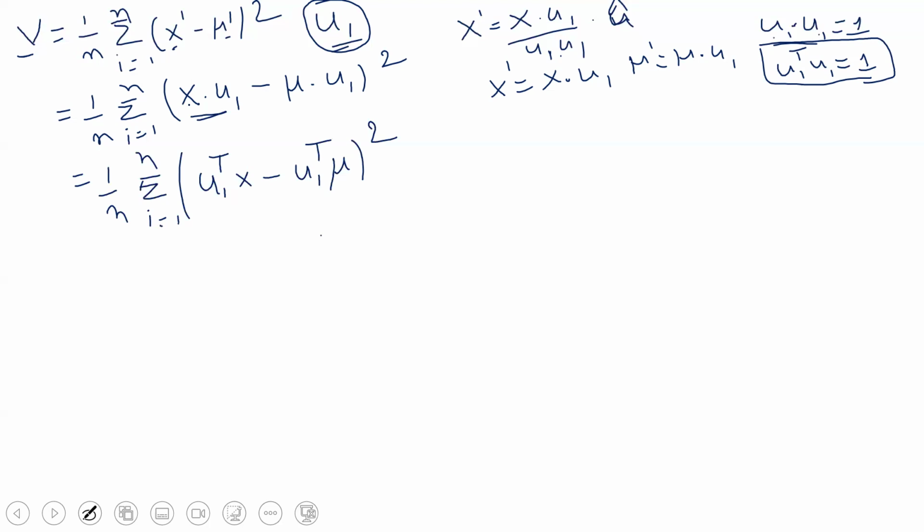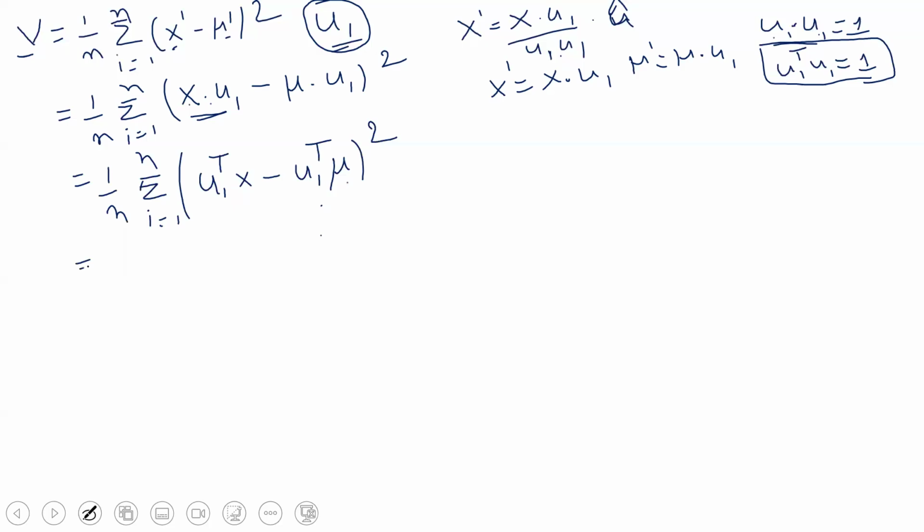Now I have represented x dot u1 as u1 transpose into x, and mu dot u1 as u1 transpose into mu. It can also be represented as mu transpose into u1, x transpose into u1. That is also fine. Anyways, it will work out. So I am just making u1 common: u1 transpose into x minus u1 transpose into mu.